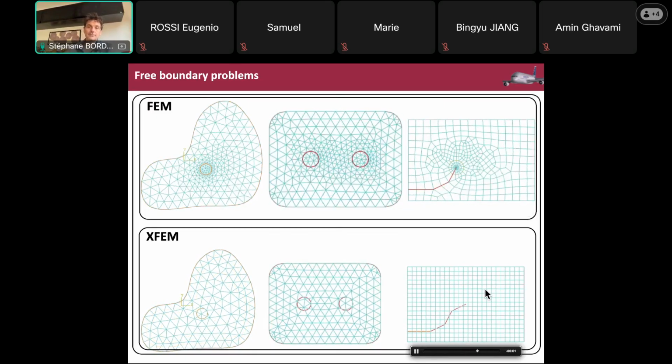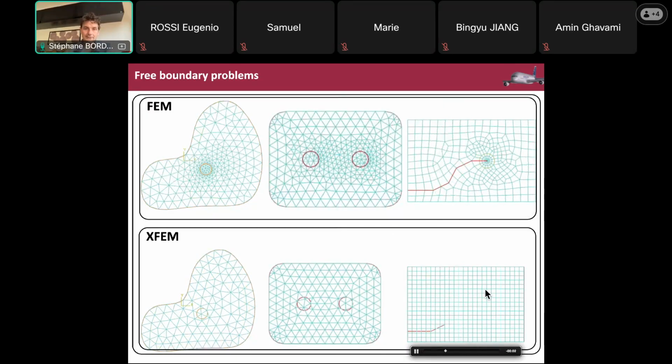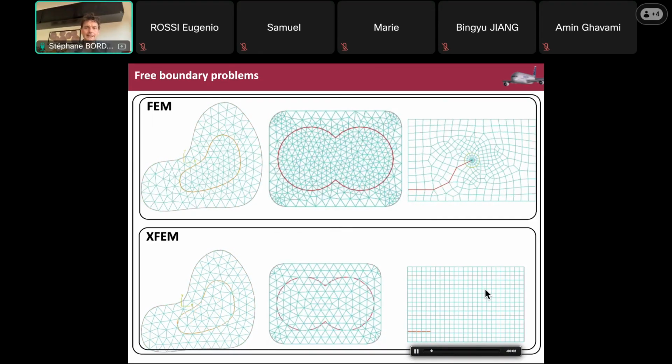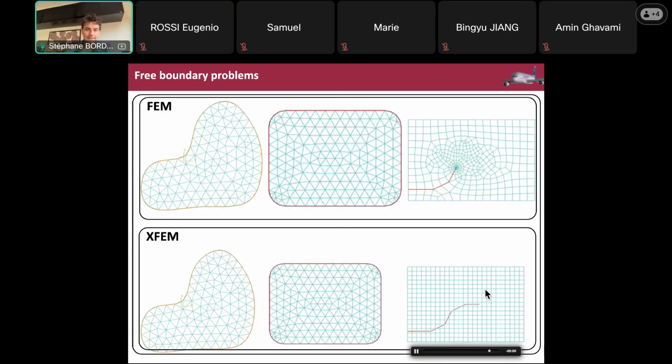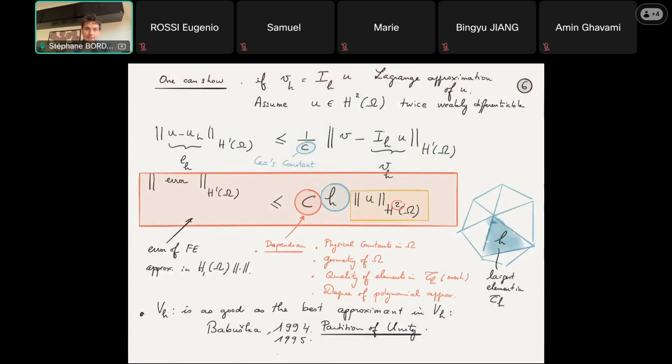Okay, so the question you probably ask yourself is that this sounds a bit magical, and how do we make that happen? And that is what we're going to learn today. Okay, so here are a little bit of revisions on what is partition of unity.